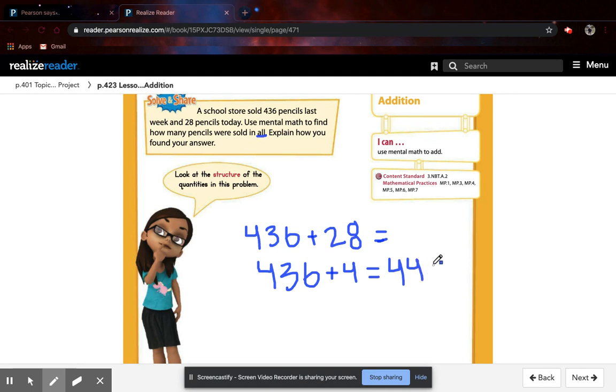440. And this is where it'll look like we're rounding, but we're not. But we want our answers to end in 0 if possible, or to have one of our numbers end in 0, because then adding in our head should make it a little bit easier. So after we have our 440, we're going to take 440 and we're going to add our 28 to it. Which will then give us 468.